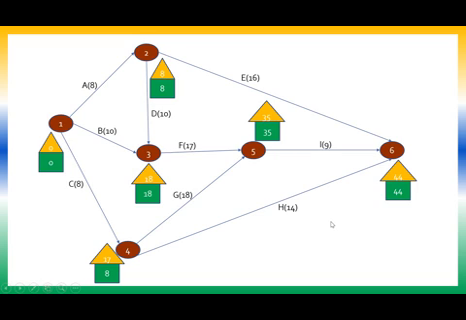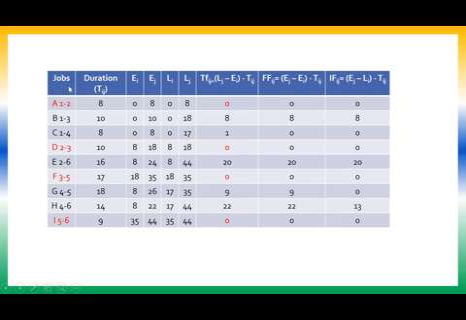Now what next? Table construction. So jobs are A 1 to 2, B 1 to 3, C 1 to 4, D 2 to 3, E 2 to 6, F 3 to 5, G 4 to 5, H 4 to 6, I 5 to 6. The durations are given in the problem only. It is 8, 10, 8, 10, 16, 17, 18, 14, 9. Now looking at the diagram, you just have to copy the EI, EJ, LI and LJ values. I have copied it.